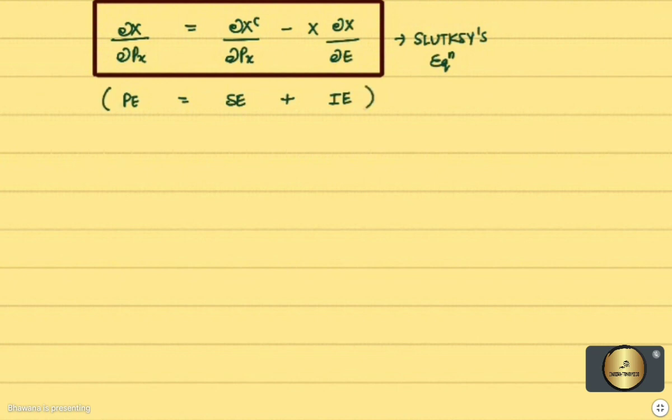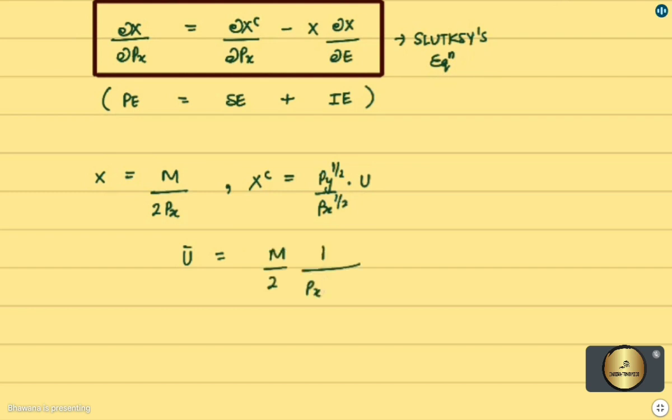Now we have x is equal to m by 2 px. And xc, that represents the compensated demand for good x, which is given as price of y, price of x individually to the power half, into u, where u bar is given, that is your indirect utility function. This u is given as m by 2, 1 by price of x to the power half, price of y to the power half. Okay, now we have to manipulate these terms.